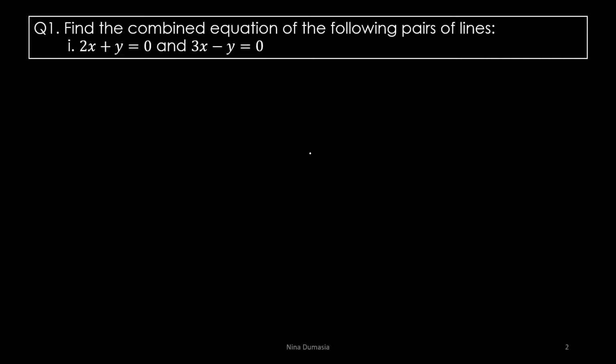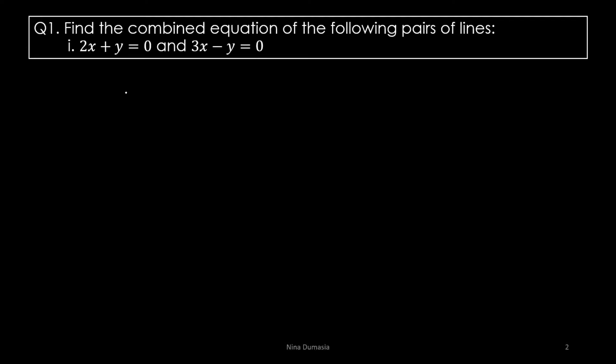Find the combined equation of the following pairs of lines. So here we have two lines and we have to find the combined equation. To find the combined equation, we just have to multiply these two, right? So if we have the lines u is equal to 0 and v is equal to 0, then the combined equation is uv is equal to 0.